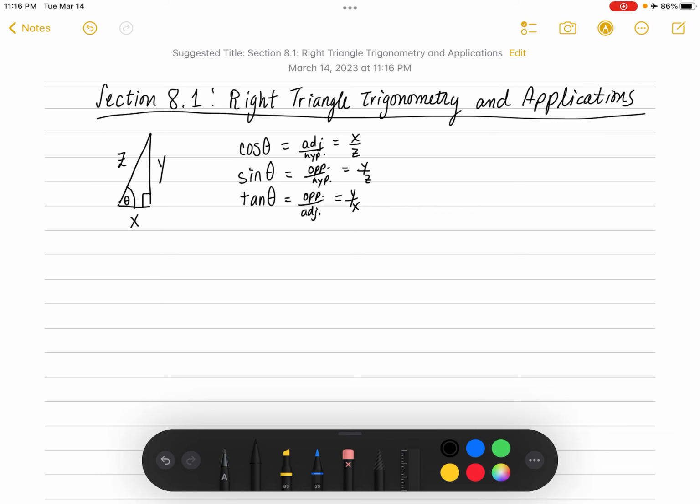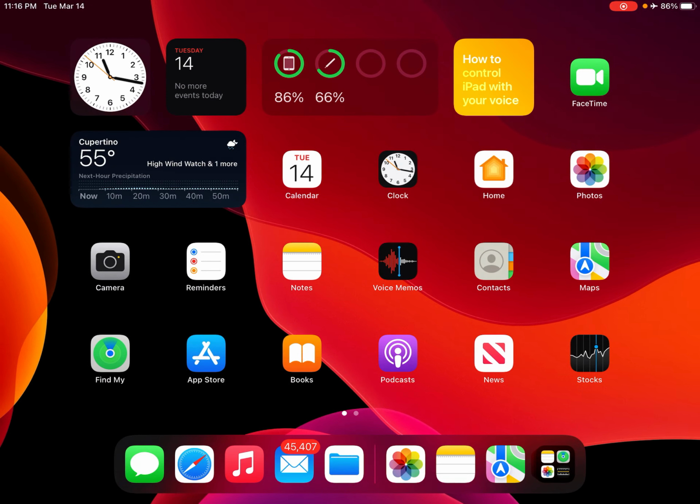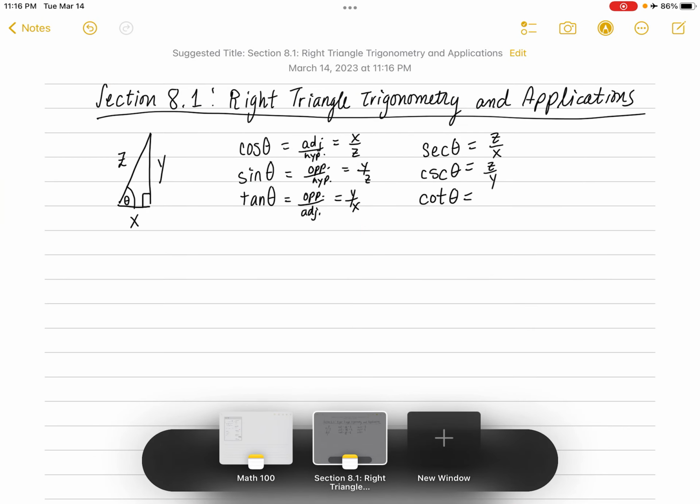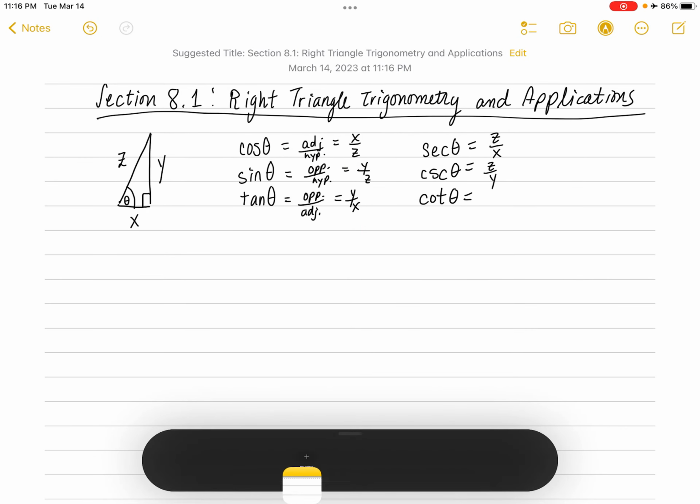Then you have their reciprocal functions, the secant, the cosecant, and the cotangent functions. So the secant in this case would be the hypotenuse over the adjacent, which would be z over x. The cosecant would be the hypotenuse over the opposite, which would be z over y. The cotangent is the reciprocal of the tangent, so that's adjacent over the opposite, which is x over y.